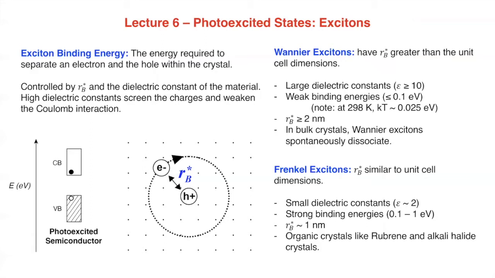Frenkel excitons are the class that doesn't dissociate because the attraction is very strong. The dielectric constant of the medium in which the exciton resides is small, and that gives rise to small Bohr radii. And so organic crystals like rubrene show this kind of behavior. Metal halides that have a large electronegativity difference and are strongly ionic tend to show this too. Excitons with heavy charges, so materials with flat bands, give you localized small excitons that do not dissociate but stay bound.